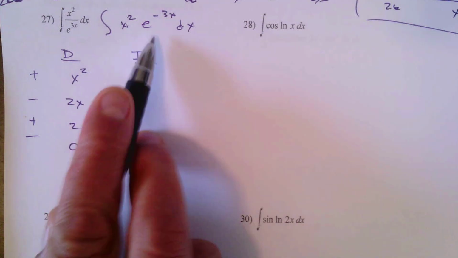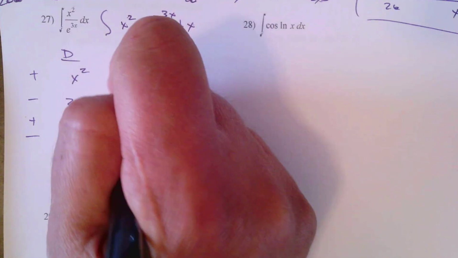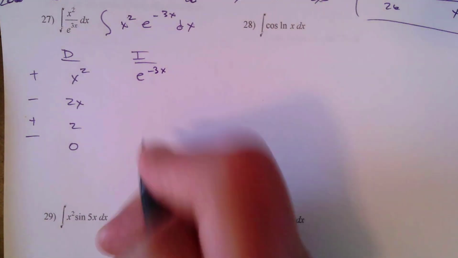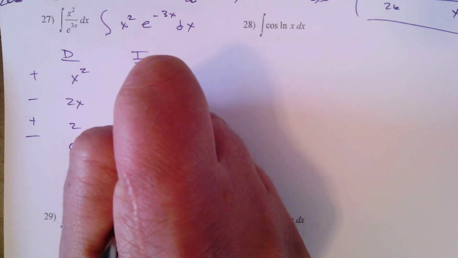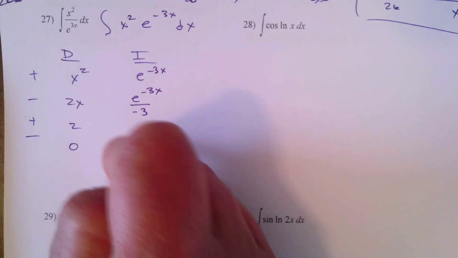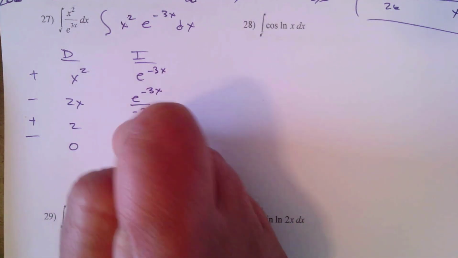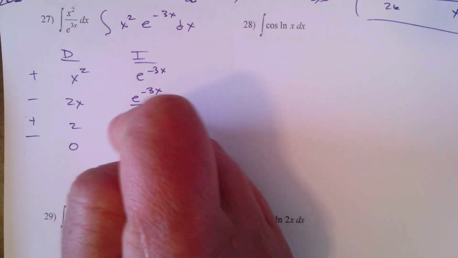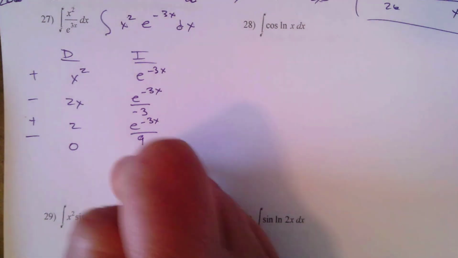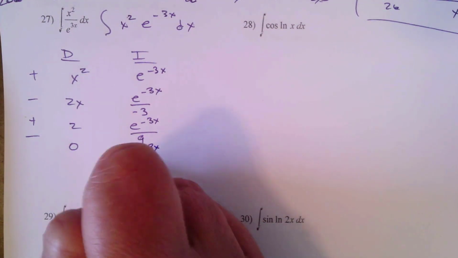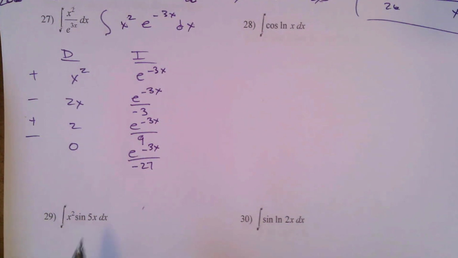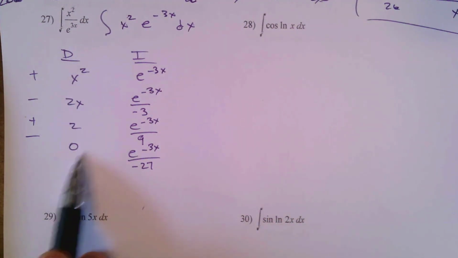If we take the I, then it's going to be e to negative 3x and we're going to integrate that. So that's going to be e to negative 3x over du, which is going to be negative 3. And then integrate again, e to negative 3x divided again by negative 3. So now it's 9. And e to negative 3x divided again, now it's over negative 27. And now we get a 0 here.